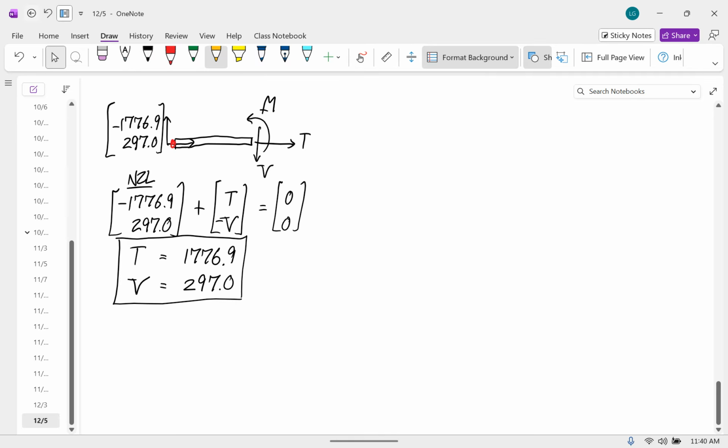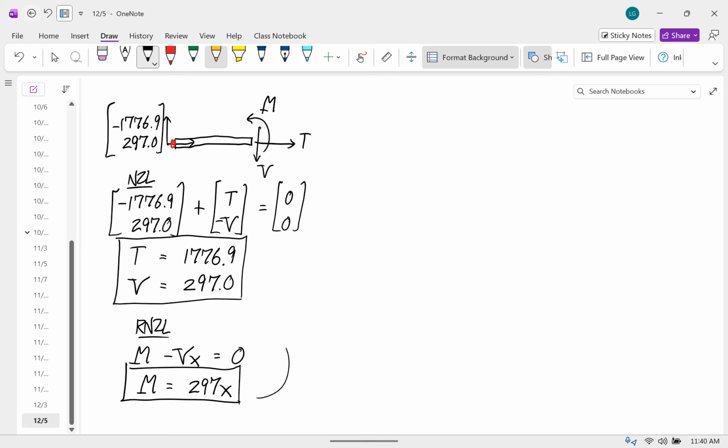And then the moment equation, all we have is plus M minus Vx is equal to 0. So M is equal to Vx, which is 297x. And these are valid on the interval 0 to 0.5.